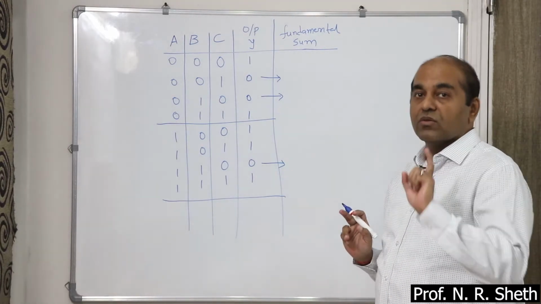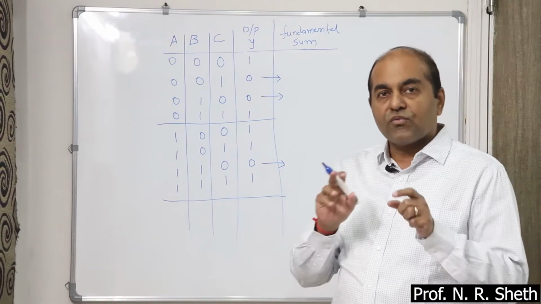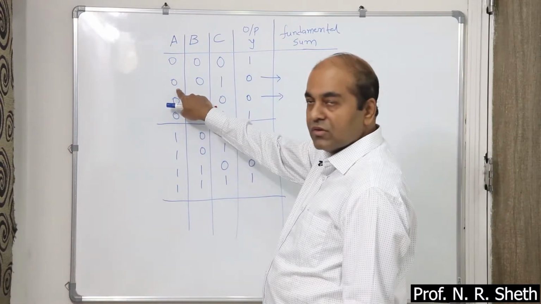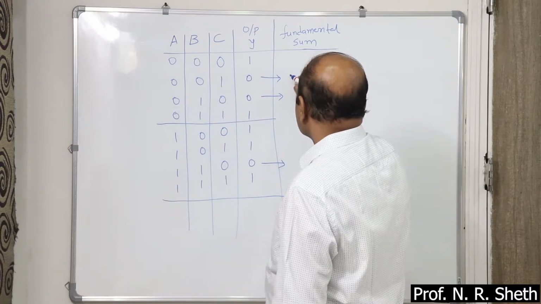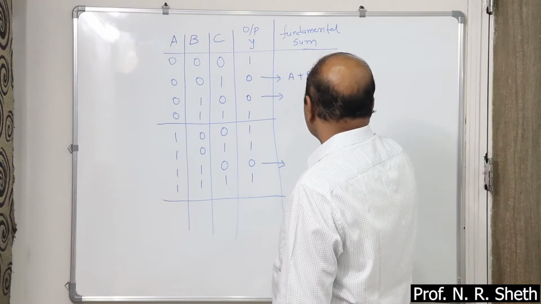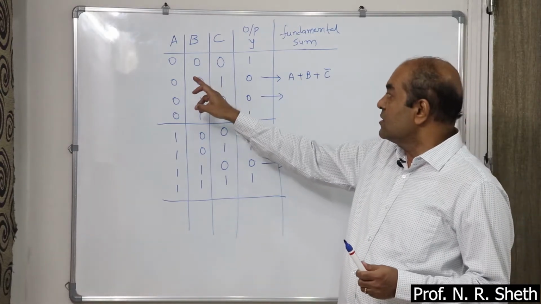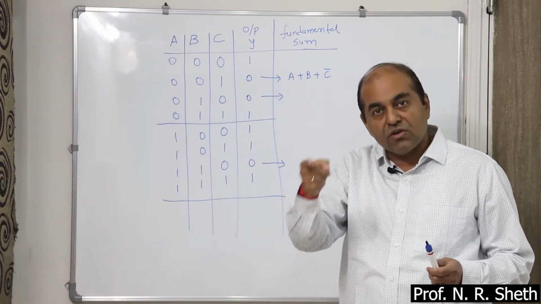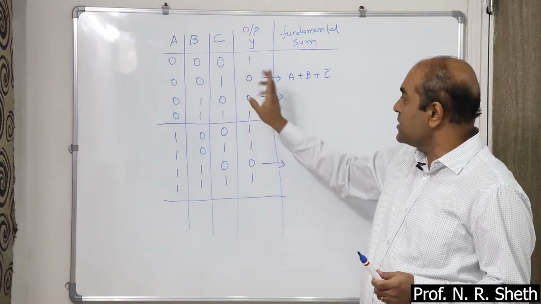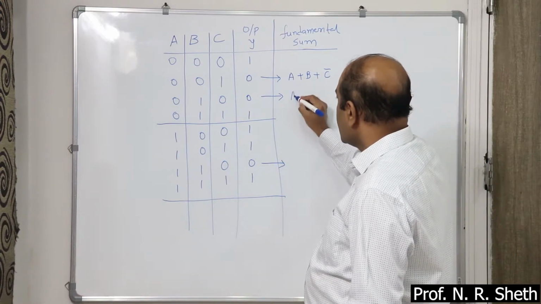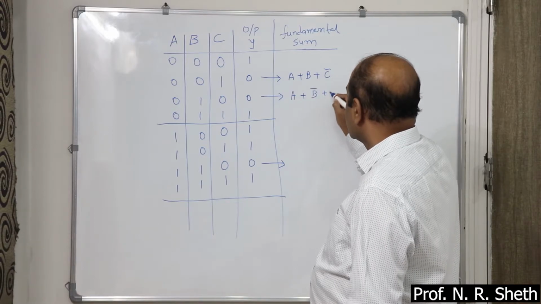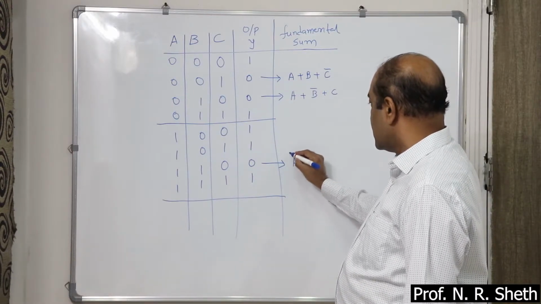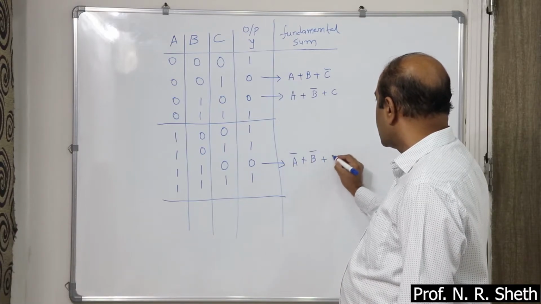where output becomes 0. In SOP, sum of product, our focus is to make output 1. Now here look at here, A is 0, B is 0, but C is 1. So A plus B plus C bar. A is 0, B is 0, C is 1, so C bar is 0. So 0 plus 0 plus 0 equals to 0. So A plus B plus C bar. Now here, A, B bar, C. And in this case, A bar, B bar, C.